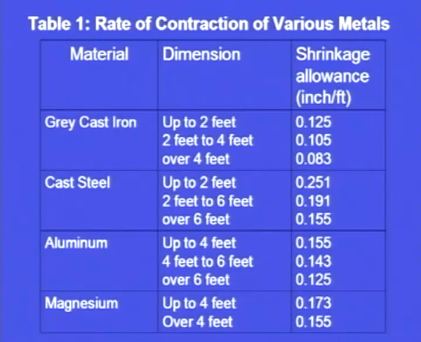So, this table gives us the contraction allowances or the shrinkage allowances of various metals. For gray cast iron, for these dimensions, these are the shrinkage allowances. For cast steel, for these dimensions, these are the shrinkage allowances. For aluminum, for these dimensions, these are the shrinkage allowances. For magnesium, for these dimensions, these are the shrinkage allowances.